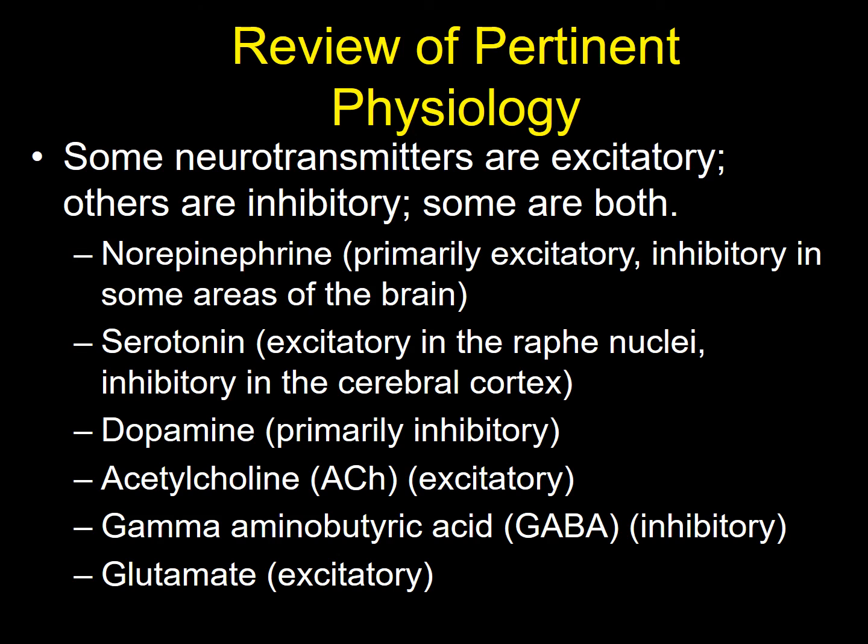Dopamine, which is almost always inhibitory. Acetylcholine, which is virtually always excitatory. Gamma-aminobutyric acid, also referred to as GABA, which is always inhibitory. In fact, I think that's the most common inhibitory neurotransmitter in the brain. And then glutamate, which I know is the most common excitatory neurotransmitter in the brain. So these are neurotransmitters. These are one of the things that carry messages to the next cell. And the message may be excitatory or inhibitory, as we just discussed.